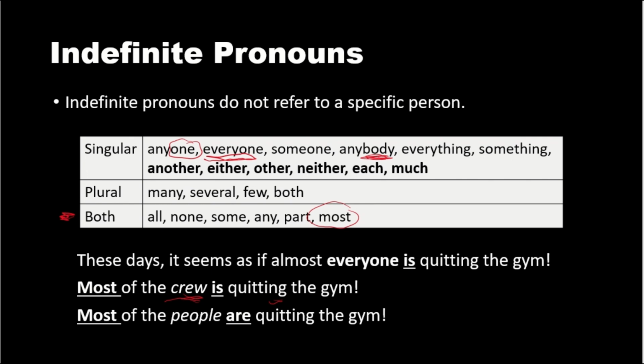The last example, most of the people are quitting the gym. So if you're thinking, oh, okay, they're using most, it could be either singular or plural, and you look at people and you're thinking it's a collective noun. People is not a collective noun. It is not a noun that is supposed to be considered a singular noun. It is a plural noun, and that's why we see over here that our helping verb is the plural are, and then we have quitting that ends in ing. But folks, people is plural.